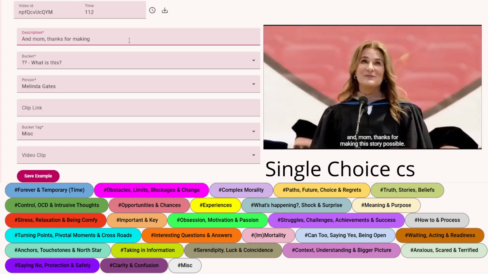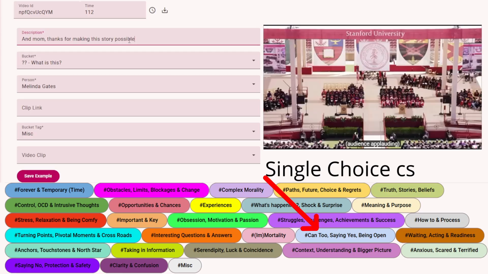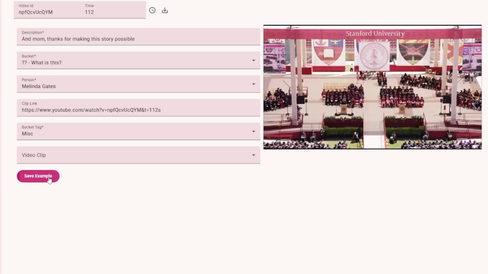And Mom, thanks for making this story possible. First, possible is a choice word. People imbalanced on the choice axis often worry about whether something's possible or they're capable. There's a lot of talk about limits and obstacles. And then it also makes me think of a server again, the mom who supported others.